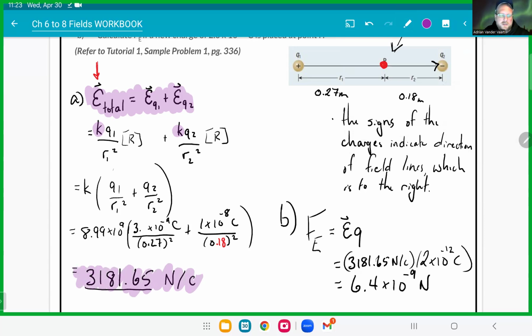So that's like saying, what's the field strength of gravity at the Earth's surface? It's 9.8. What's the field strength at point P? It's going to be 3,000 newtons per coulomb.